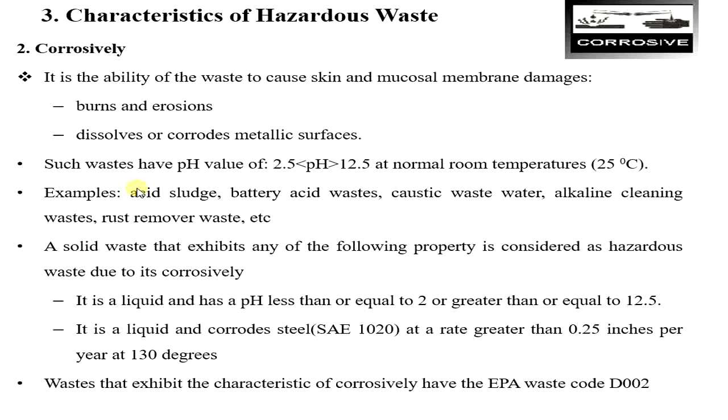Solids that exhibit any of the following properties are considered hazardous due to their corrosivity. It is a liquid and has a pH less than or equal to 2 or greater than or equal to 12.5. It is a liquid that corrodes steel at a rate greater than 0.25 inches per year at 130 degrees. Waste that exhibits the characteristic of corrosivity has the EPA waste code D002.